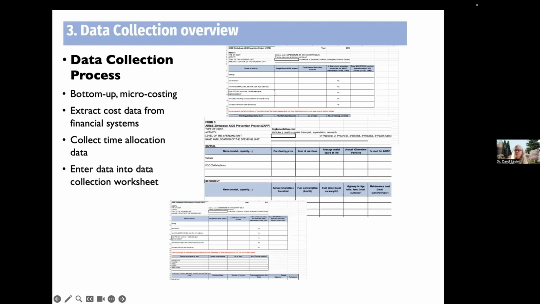Often we develop these in Excel. In this case, we used a combination of financial expenditure data, and we also collected information through qualitative interviews from the bottom up, understanding what did you do, how many meetings, trying to understand the resource use at every stage of the project, to understand all costs.